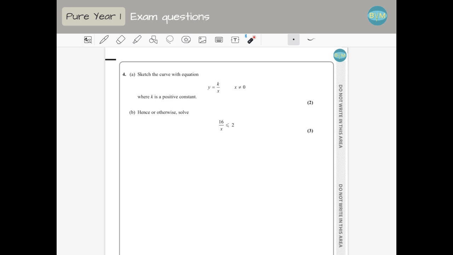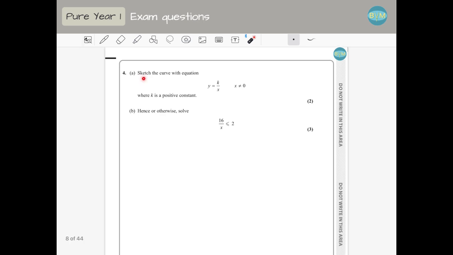Hello, this is question 4 in your June 2023 paper 1 from Edexcel, the AS paper. You have to sketch the curve with this equation. It's a reciprocal graph. K is a positive constant. So it will look something like this. I have my axes, and a reciprocal graph when the K is positive looks like this.